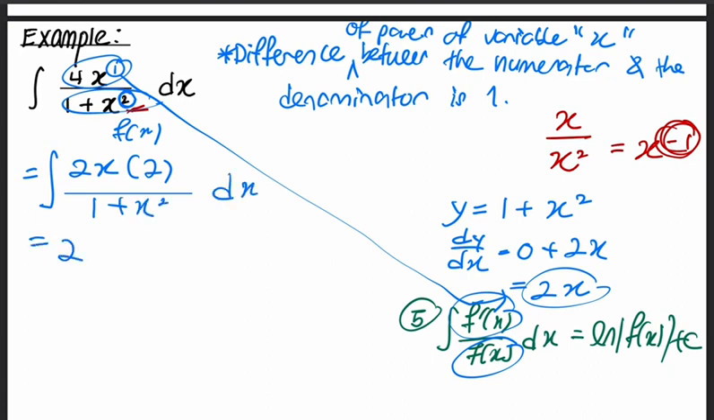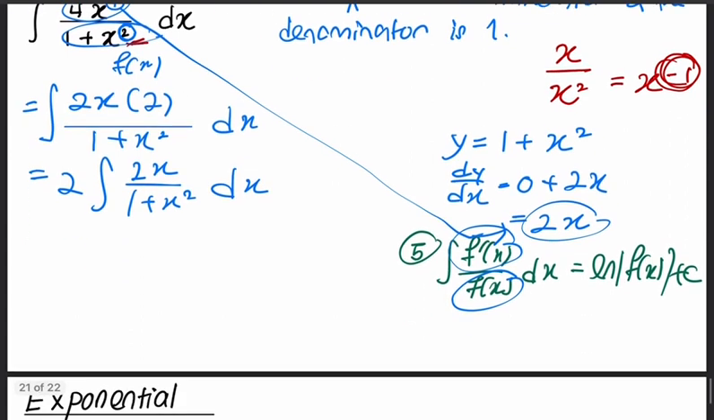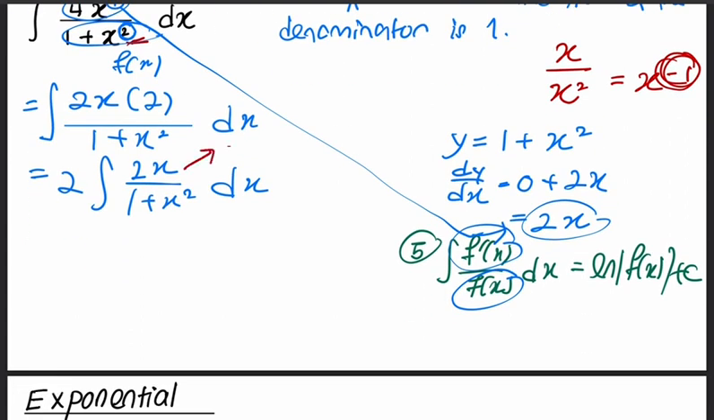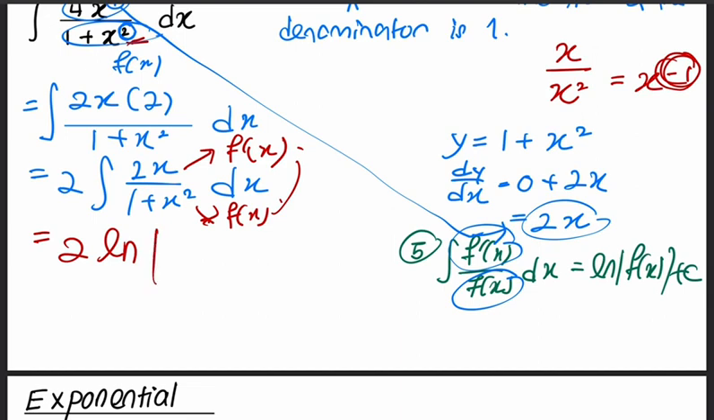Then you can take out the constant. It's actually 2x over 1 plus x squared, integrated with respect to x. So now you already have the f prime x here, and here is your f x. Here is the differential of the f x, right? So now you can straight away apply the answer. 2 ln, the constant must be copied back, and ln f x is 1 plus x squared, and plus c. Here is your answer. It's very, very easy.